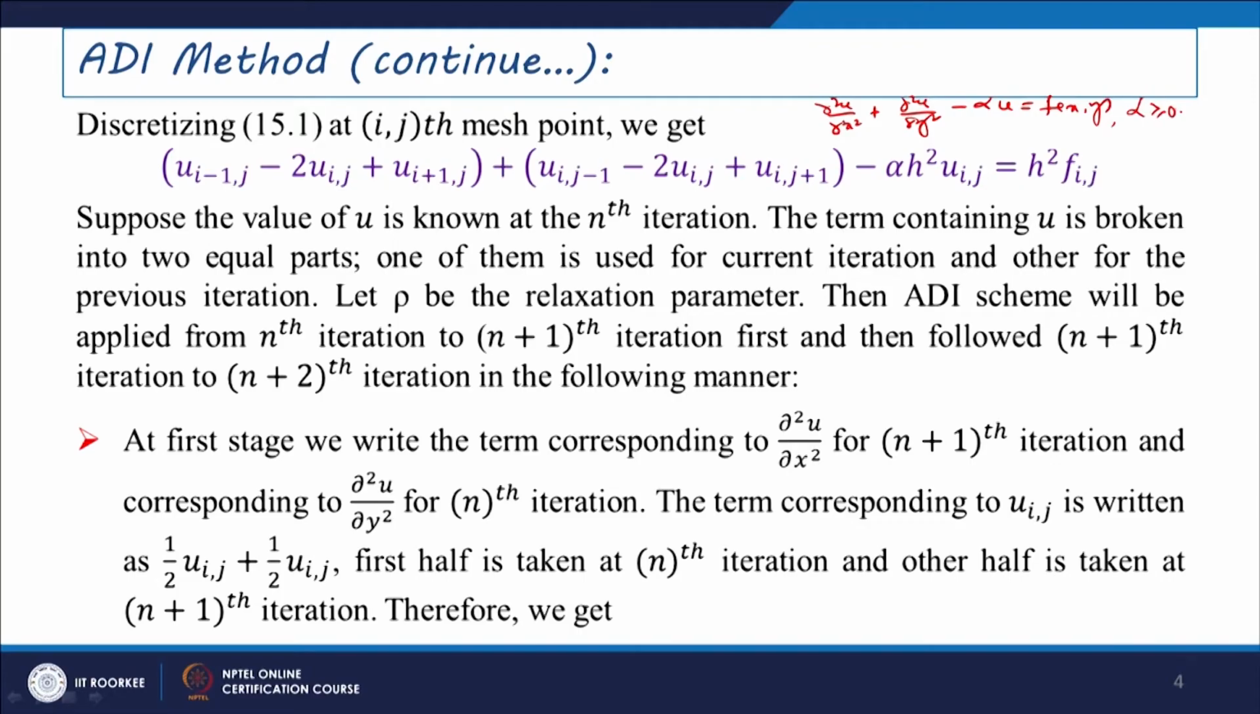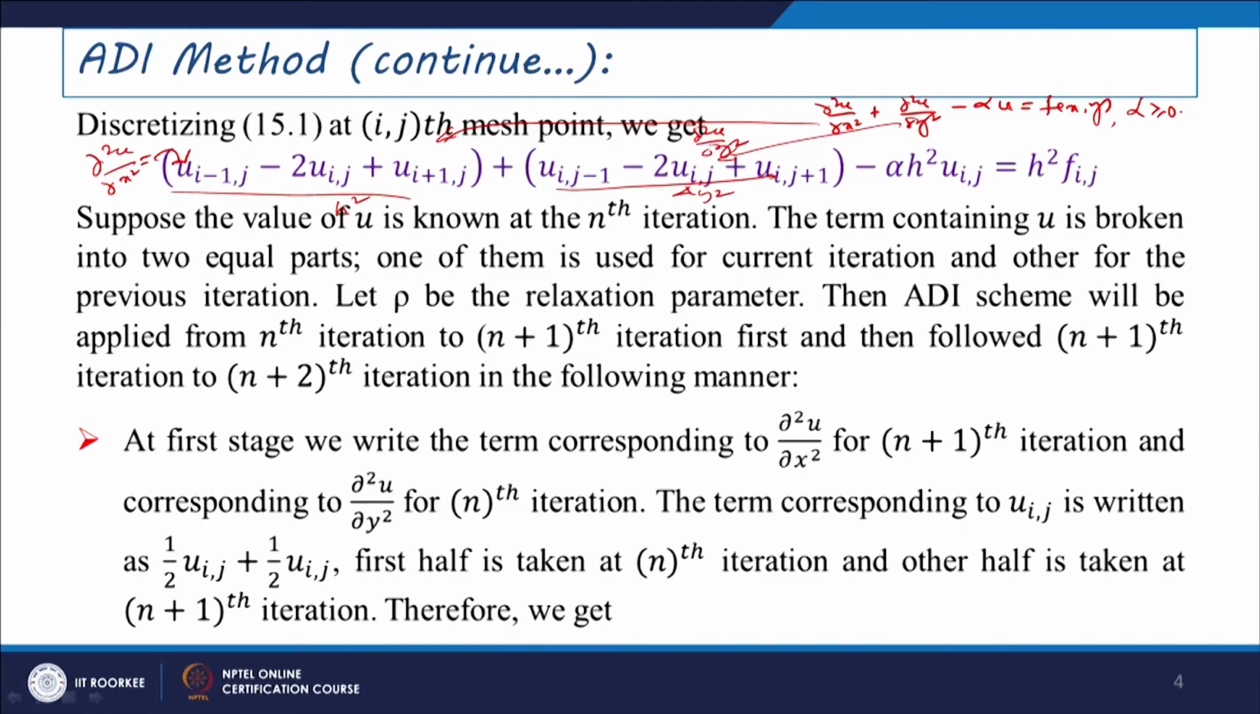So, if you just use the central difference approximation for del square u by del x square, this can be written in the form of u(i-1, j) minus 2 u(i, j) plus u(i+1, j) by del x square, or you can just write it by h square here. Then if you discretize the equation in y, this can be written in the form of u(i, j-1) minus 2 u(i, j) plus u(i, j+1) by del y square. This is the complete representation of del square u by del y square.